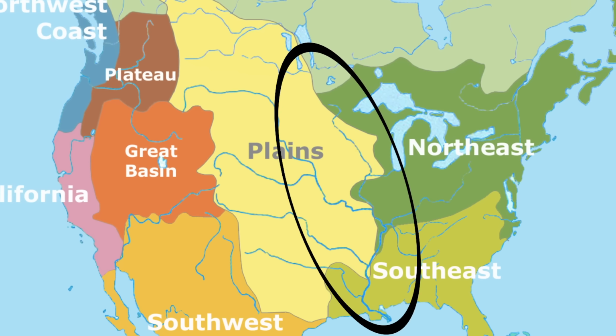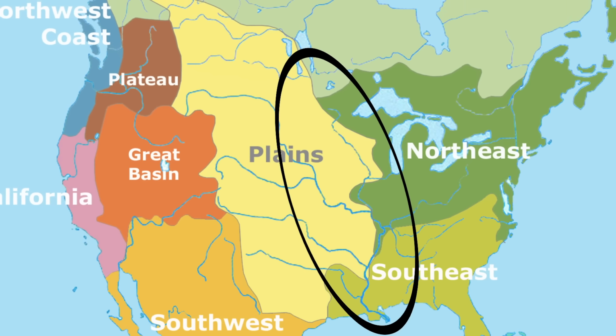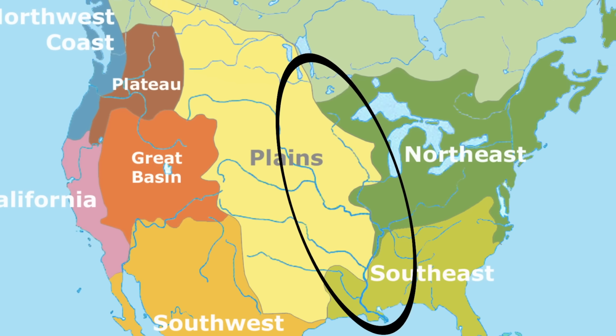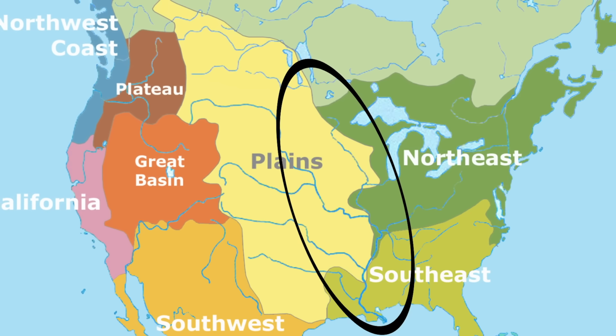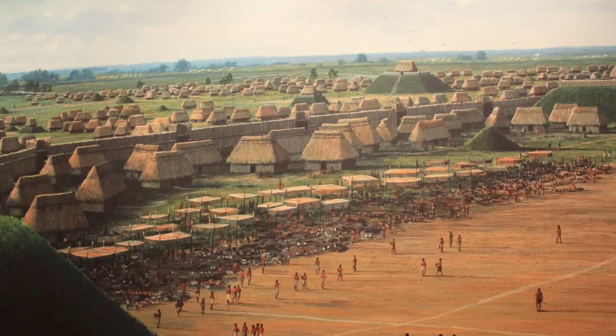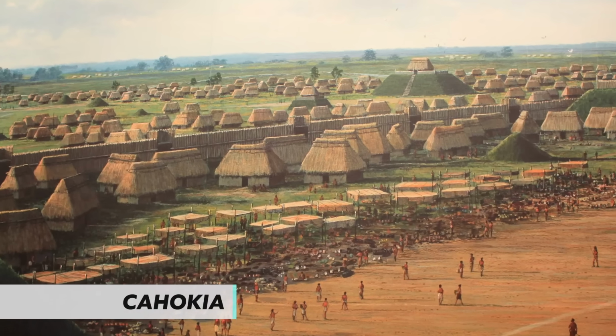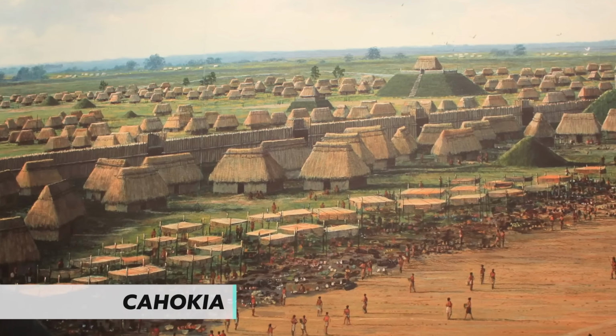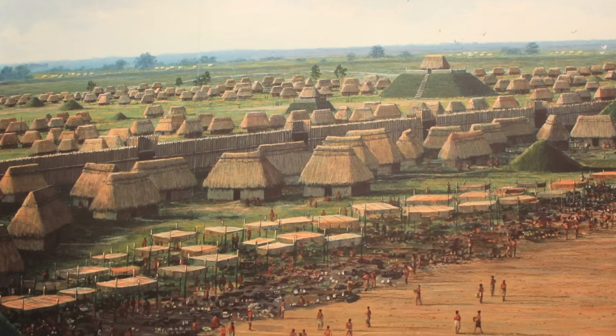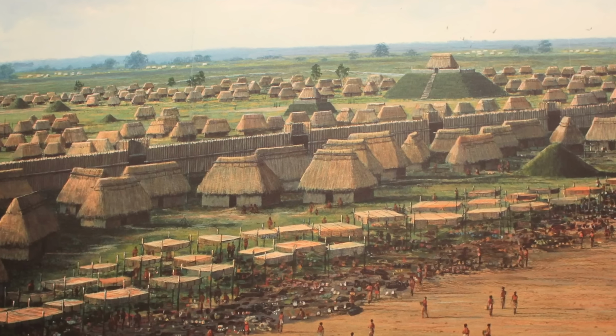The groups who lived here were, again, farmers because of the rich soil found in the region. They also participated in trade up and down the main waterways found in that region. And probably the most famous and certainly the largest of these groups was the Cahokia, which was a civilization boasting somewhere between 10,000 and 30,000 people. And this civilization had a centralized government led by powerful chiefs.